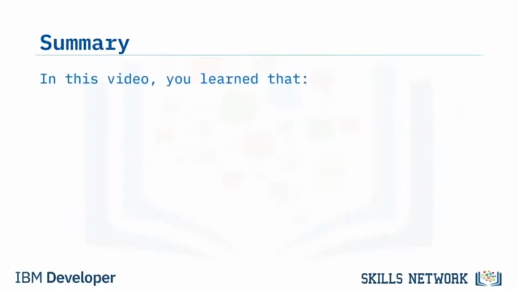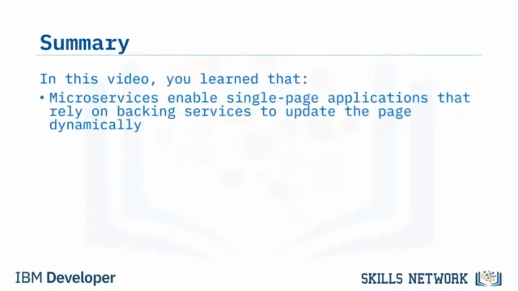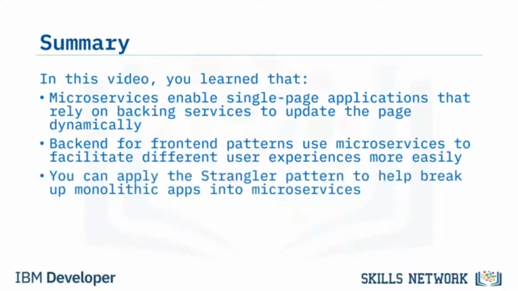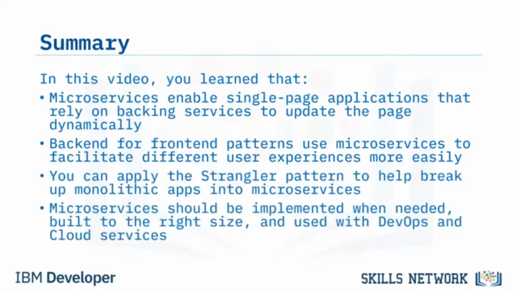In this video, you learned that microservices enable single-page applications that rely on backing services to dynamically update the page. Back-end for front-end patterns use microservices to facilitate different user experiences more easily. The strangler pattern can help break up monolithic apps into microservices. Microservices should be implemented when needed, built to the right size, and used with DevOps and cloud services.